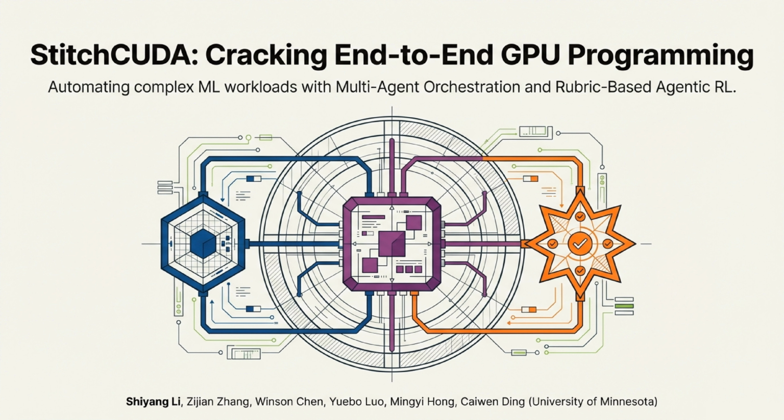Welcome to today's presentation. We are going to be diving into StitchCUDA, cracking end-to-end GPU programming. This framework was developed by a team of researchers from the University of Minnesota to automate complex machine learning workloads using a powerful combination of multi-agent orchestration and rubric-based agentic reinforcement learning. Let's explore how it works.